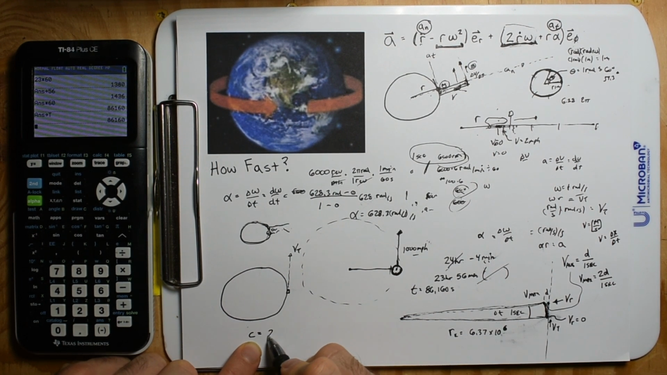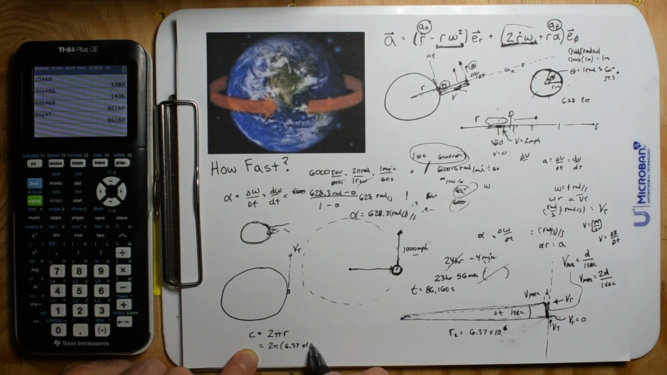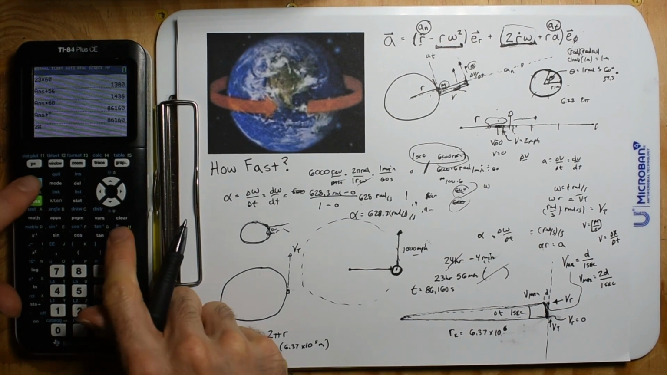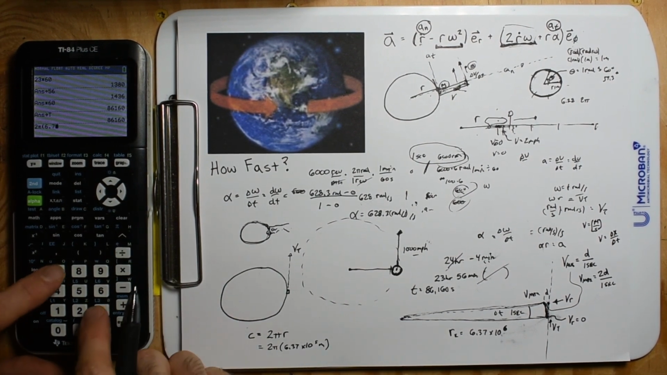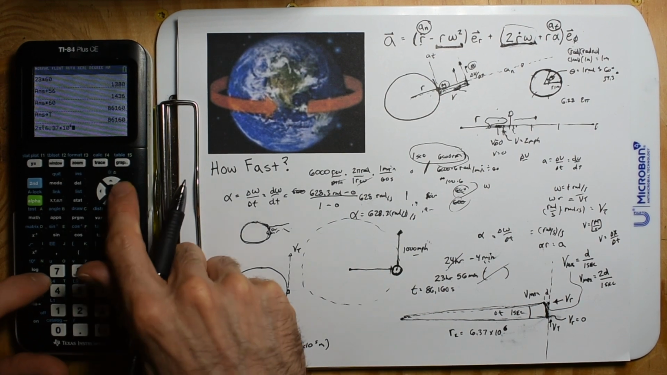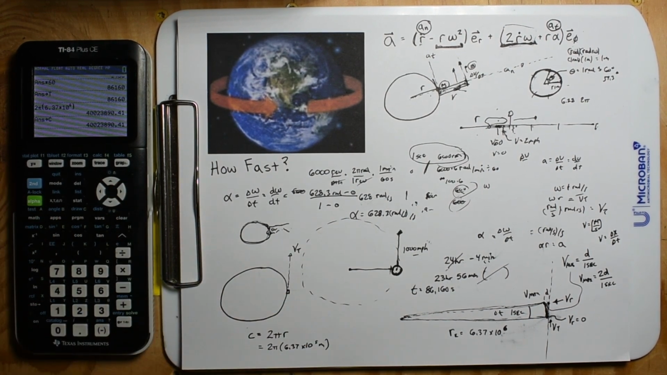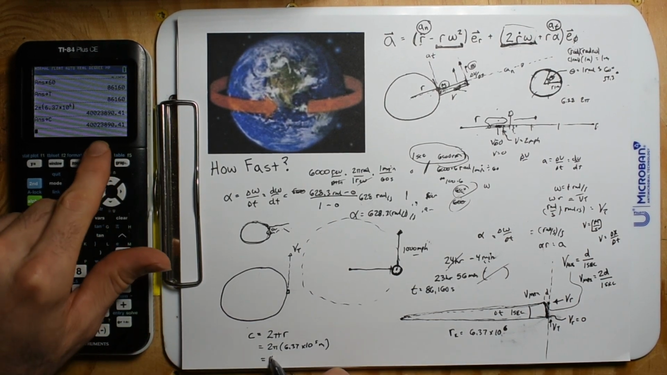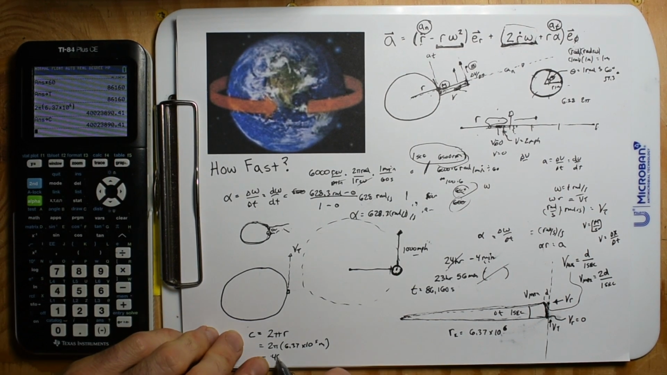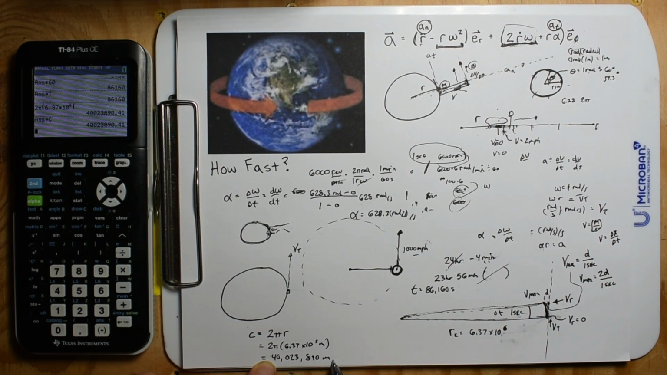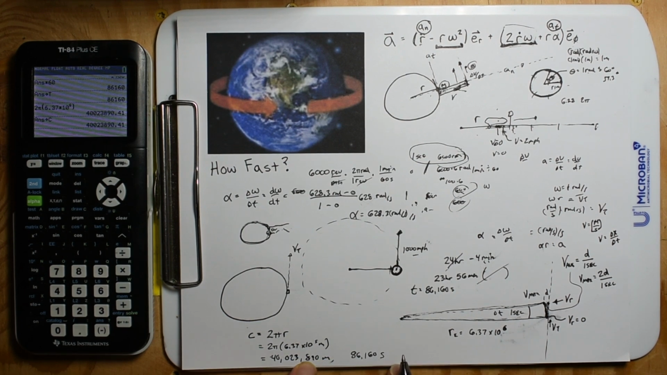And maybe I do want to know what the circumference of the Earth is in meters. Well, that's just going to be 2 pi times the radius, 2 pi times that 6.37 times 10 to the 6 meters. Let's throw that into our calculator: 2 pi 6.37 times 10 to the 6. And so there's our circumference. We got like 40 million meters, and we're going to cover that many meters in 86,160 seconds.